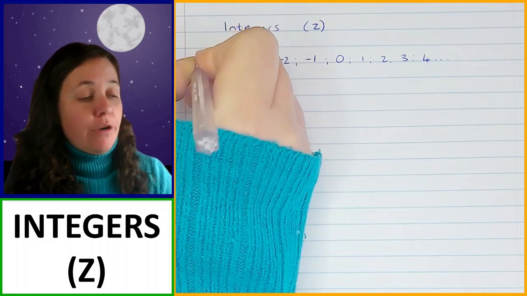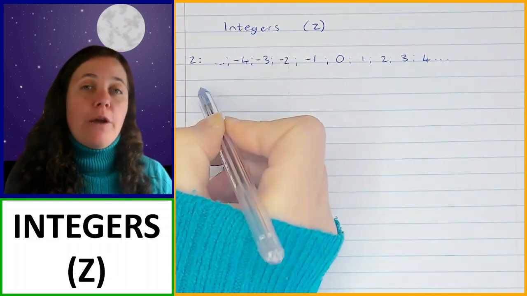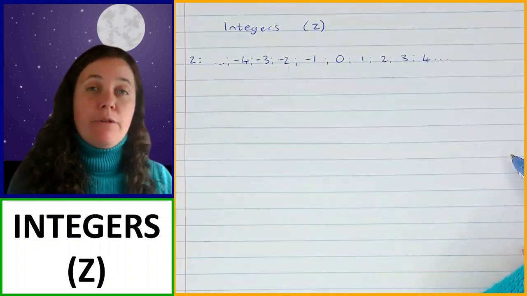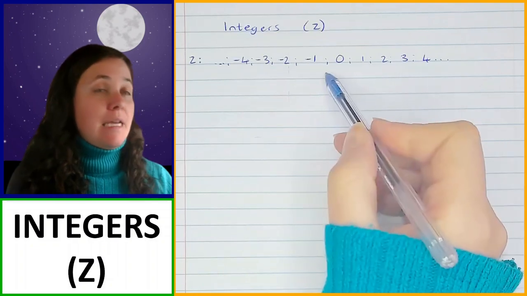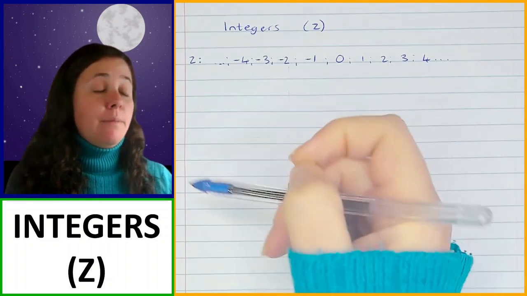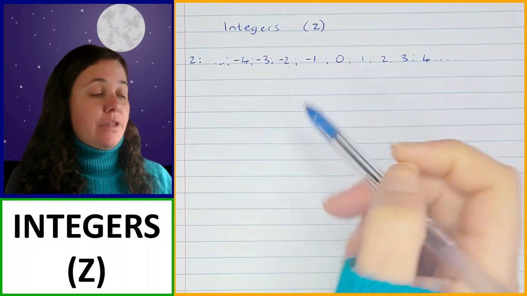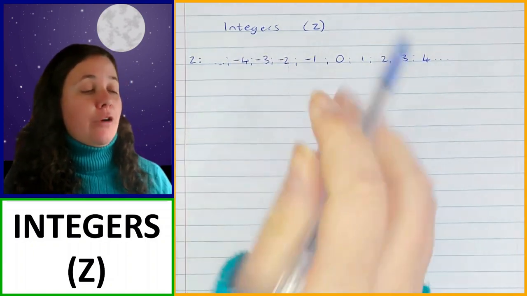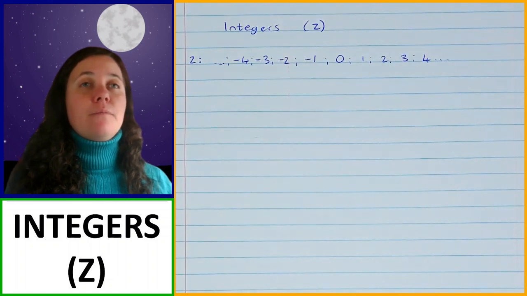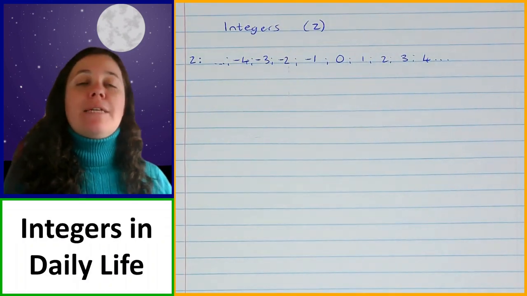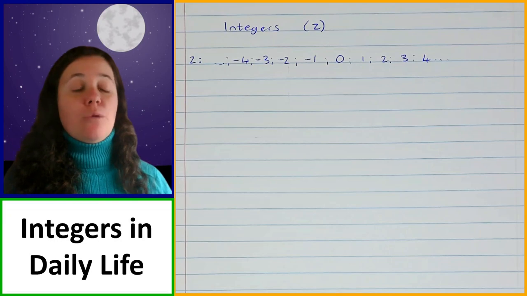So these are our integers. They go all the way from negative infinity up to positive infinity, including all of our whole numbers like this and our negative numbers, not including any fractions or anything. Okay, so those are our integers. Now, integers come into daily life. So let's have a look at some examples of integers that we find in daily life.